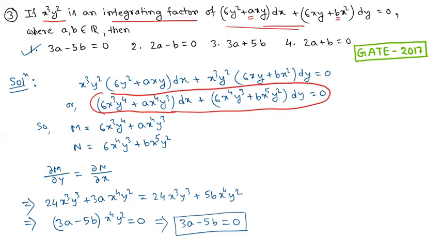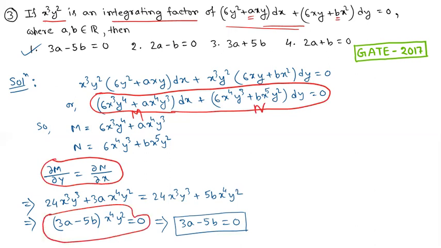Here we consider this is M and this is N, and the condition of exactness is del M by del y equals to del N by del x, and solving this we get the result (3a minus 5b) into x square x to the power 4 y square equals to 0. Now x cube y square is an integrating factor, and an integrating factor is always non-zero. That means x is not equals to 0 and y is not equals to 0. So this portion x to the power 4 y square is non-zero, so only one option, 3a minus 5b equals to 0. So option 1 is correct.